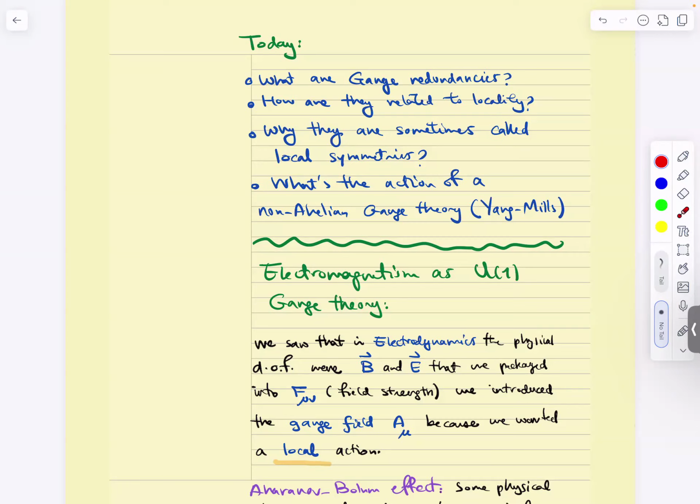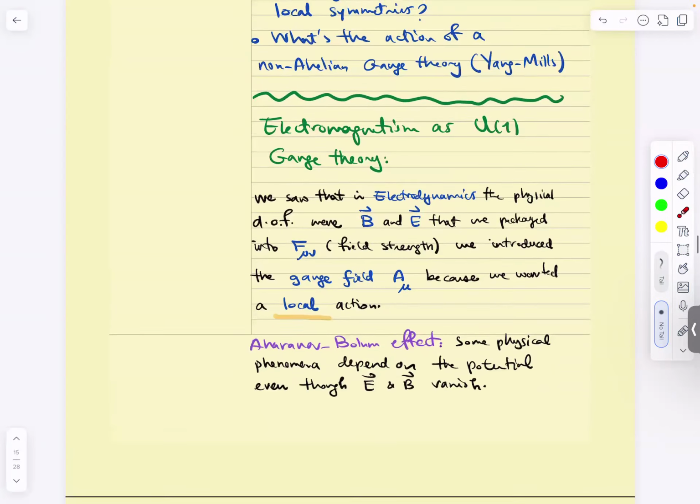What are we going to cover? We're going to say what gauge redundancies are, how they are related to locality, and why gauge theories are sometimes incorrectly called local symmetries. This is old terminology. I absolutely suggest avoiding it, but I have to explain to you why this was old terminology. And what is the action of a non-abelian gauge theory, aka Yang-Mills.